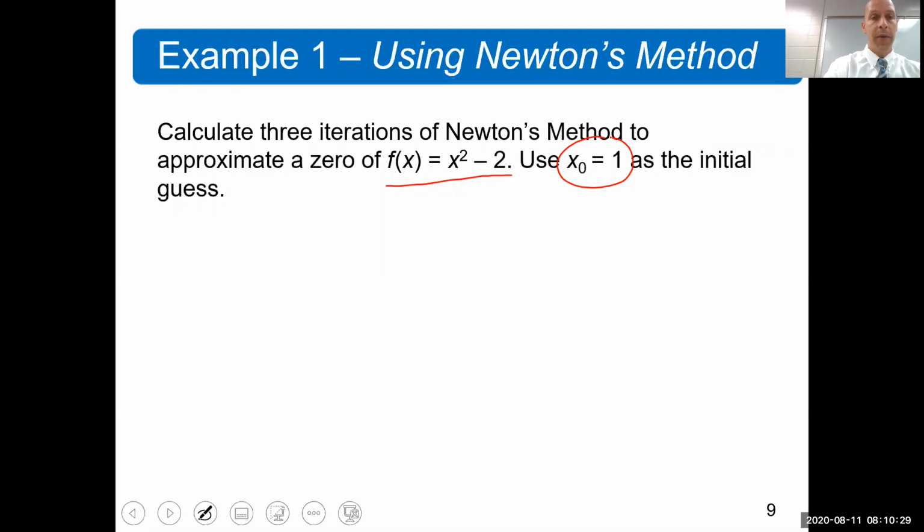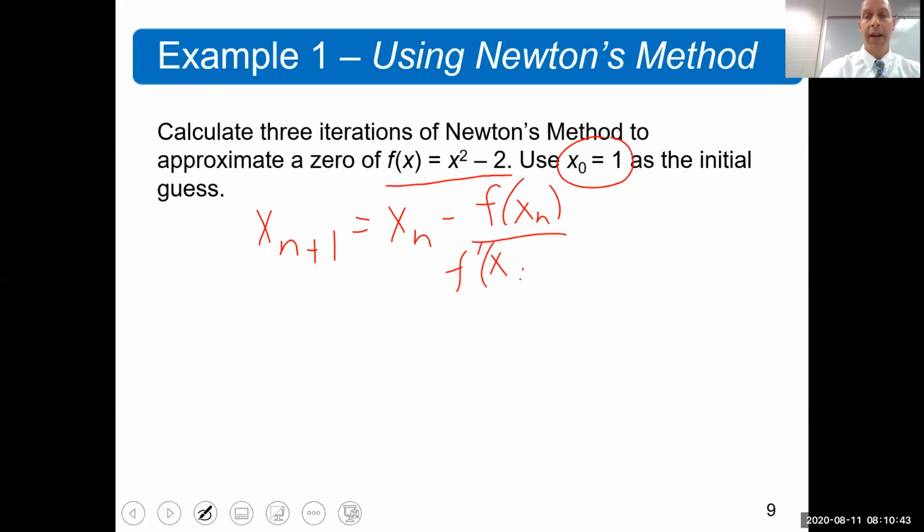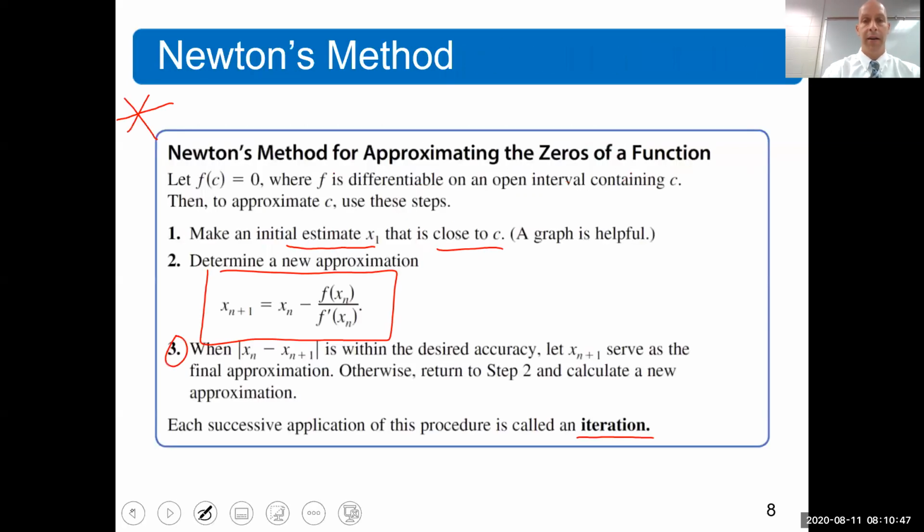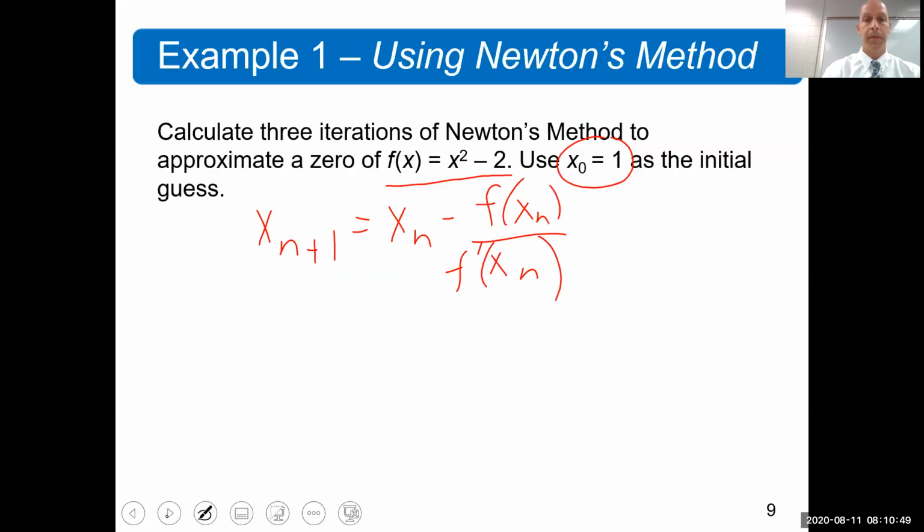So our key formula here is as follows. x sub n plus 1 is equal to x sub n minus f of x sub n over f prime of x sub n. This is our formula. You can see this on the previous slide right there, okay?